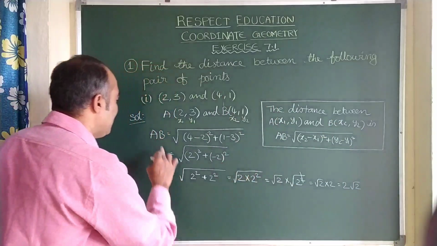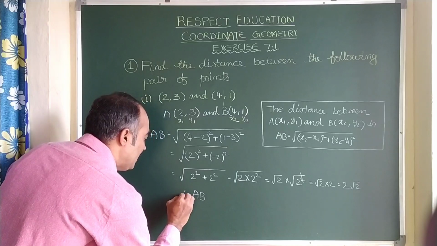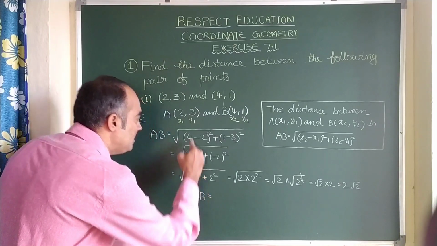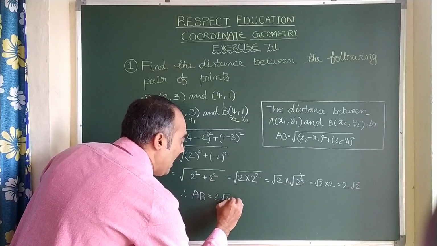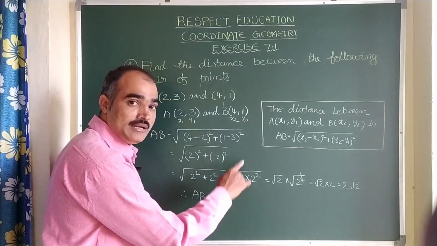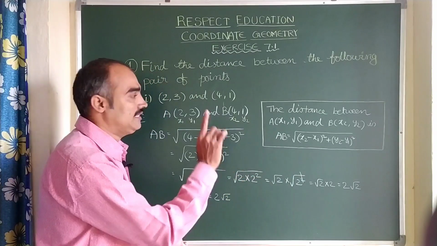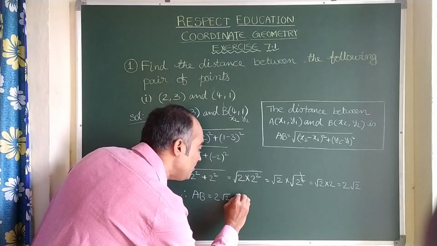So finally the required distance AB is equal to 2 root 2. As it is a distance, what can the units be? Centimeter, meter, kilometer? Here you see no units are given, so we can simply write units.